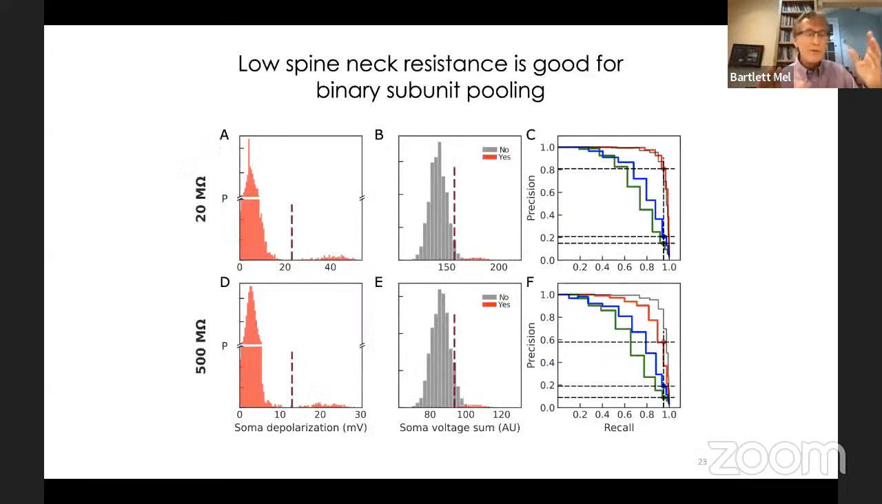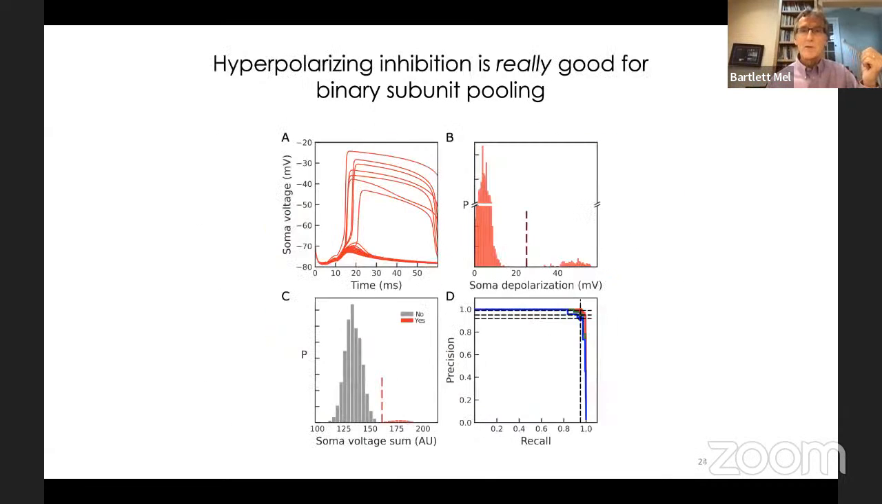So we looked at a few other biophysical parameters and how they would influence it. I will just very briefly comment on this. Low spine neck resistance is good for binary subunit pooling. So having high dots here at the 95% recall rate is good. The red curve is the decreasing distribution, this is increasing, and this is uniform. So the decreasing is better for low spine neck resistance and for high spine neck resistance, but low spine neck resistance is better for everybody. So that was another thing we noticed.